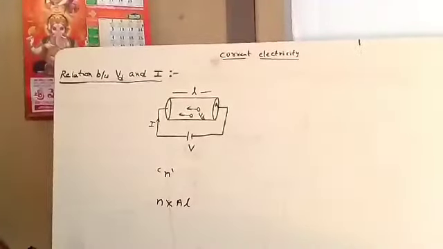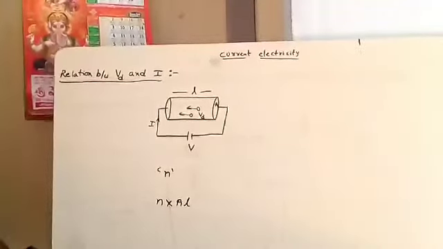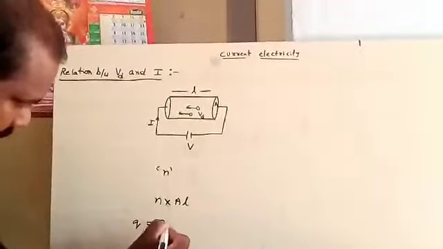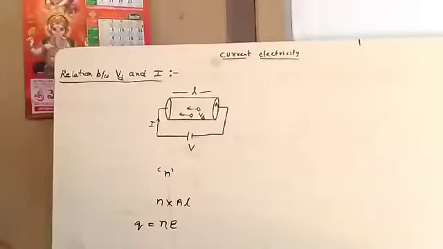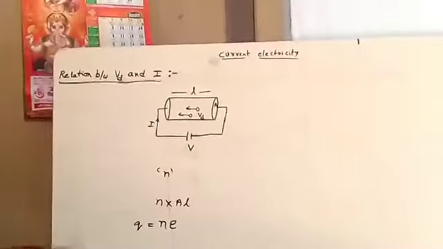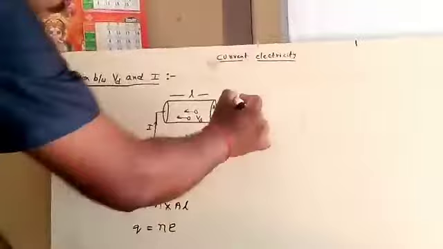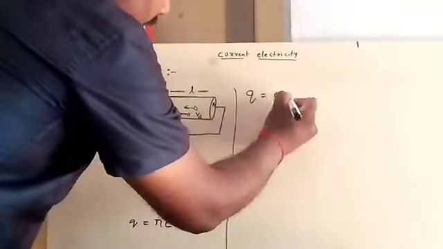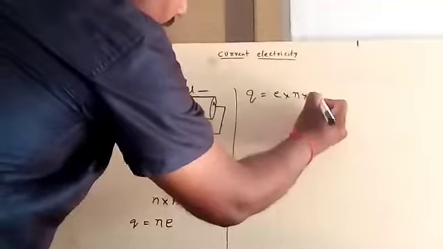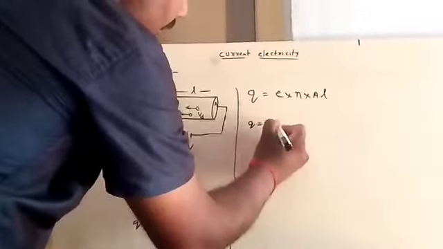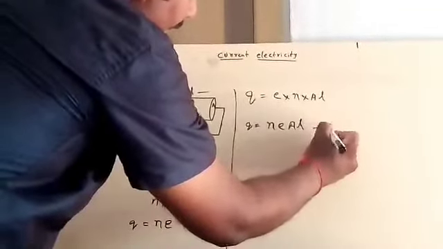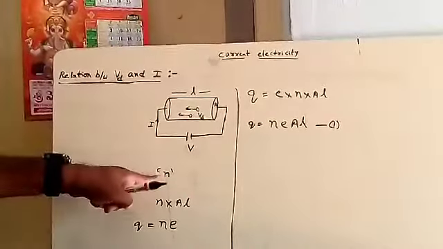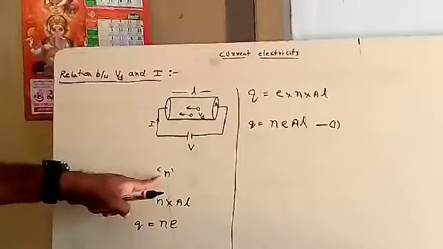Afterwards, we have to get the total charge of this conductor. You already know the small relation Q is equal to N into e. Now the total charge we can get: Q is equal to e into n A L, or Q is equal to n e A L. I am taking this as equation 1. Once again, I am repeating the steps. n stands for the number of electrons per unit volume of the conductor.